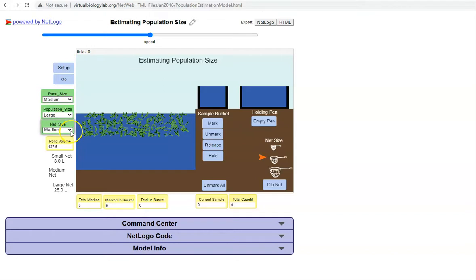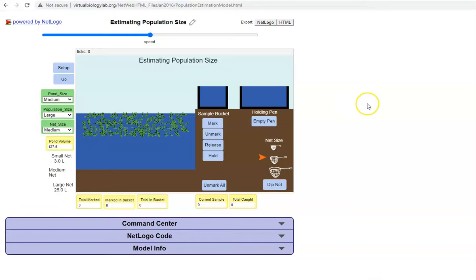And then I like to use a medium sized net, because if you use a large net, you can get a really big sample, and you have to mark each one of those independently. So my suggestion is use a small or a medium net. I don't care which one of those you use, but whatever you use for your first trial, use the same for second and third trial. Just be consistent throughout your 3 trials.